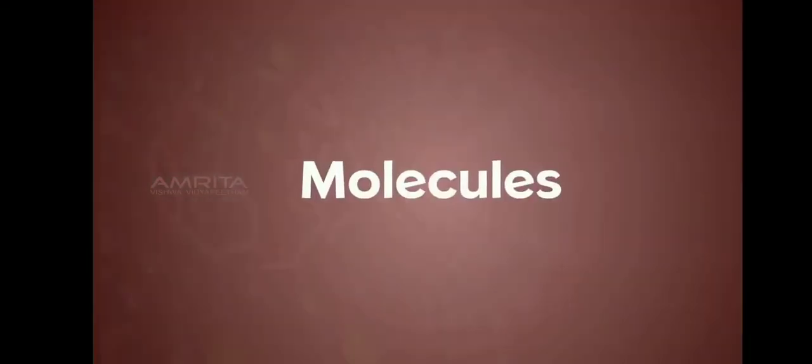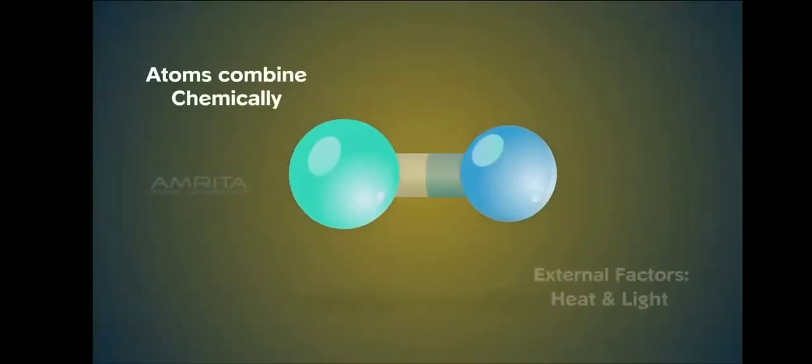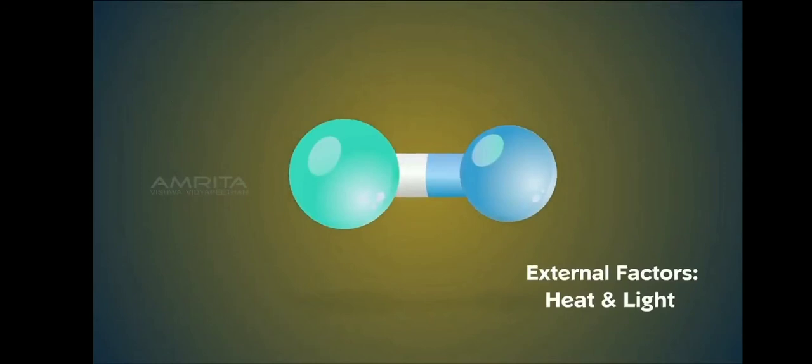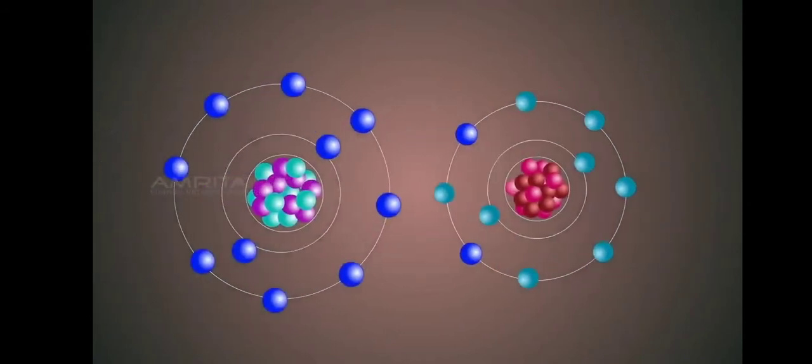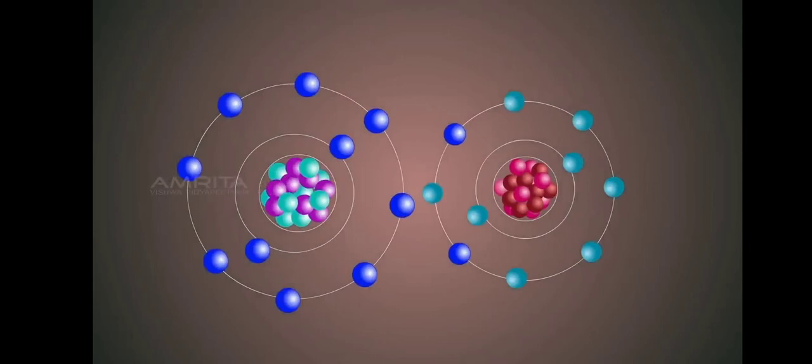A molecule is in general a group of two or more atoms that is chemically bonded together. Atoms combine chemically by external forces such as heat and light. This leads to the formation of molecules. During the formation of a molecule, atoms lose their valence electrons or gain electrons from other atoms.